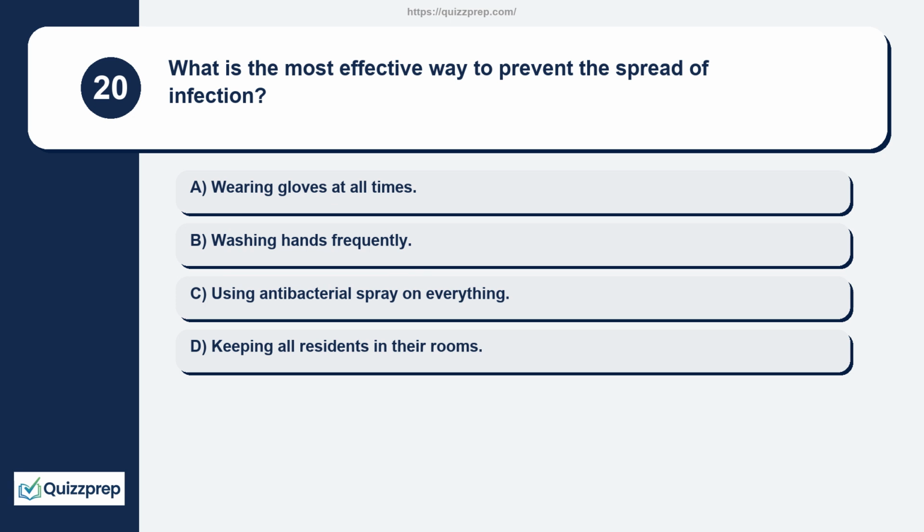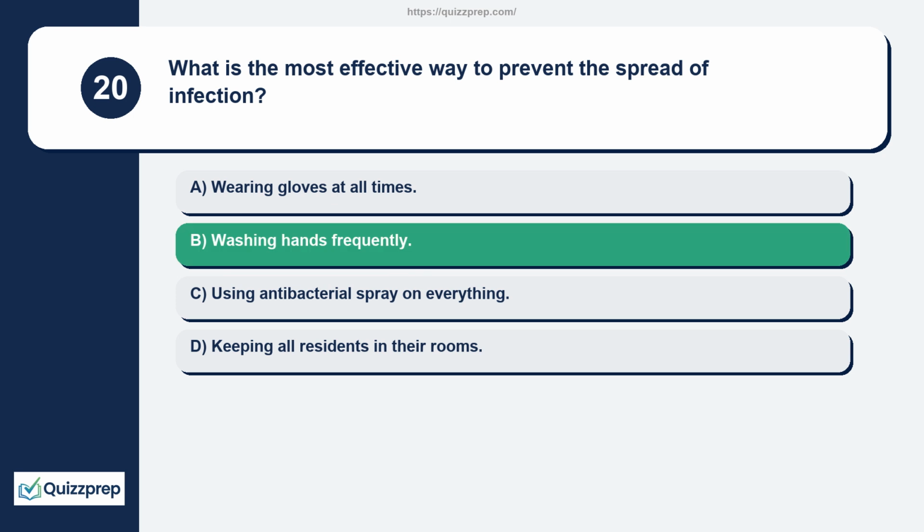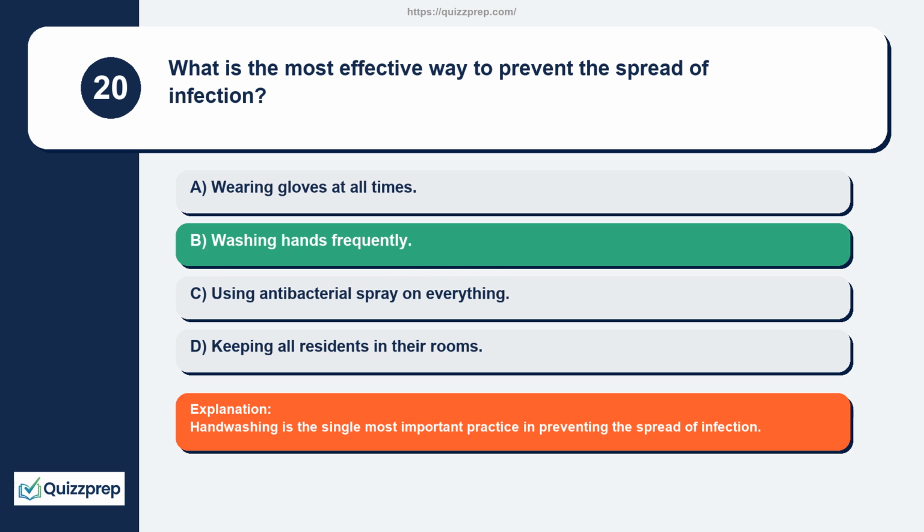Question 20. What is the most effective way to prevent the spread of infection? Wearing gloves at all times. Washing hands frequently. Using antibacterial spray on everything. Keeping all residents in their rooms. Hand washing is the single most important practice in preventing the spread of infection.